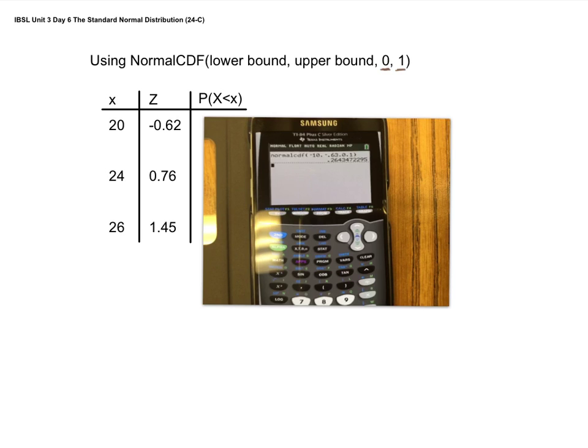Now, another thing that this is used for, where this really gets useful, is when you know the percentages and you know the scores, but you don't know what the mean and standard deviation are. And this I've seen a whole bunch of times on the IB exams.